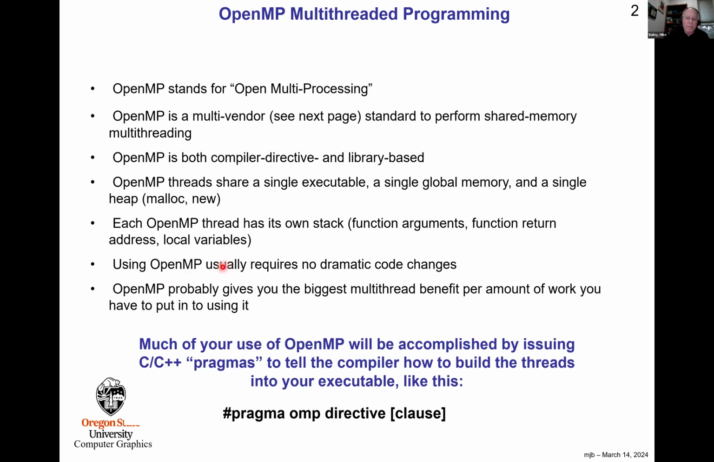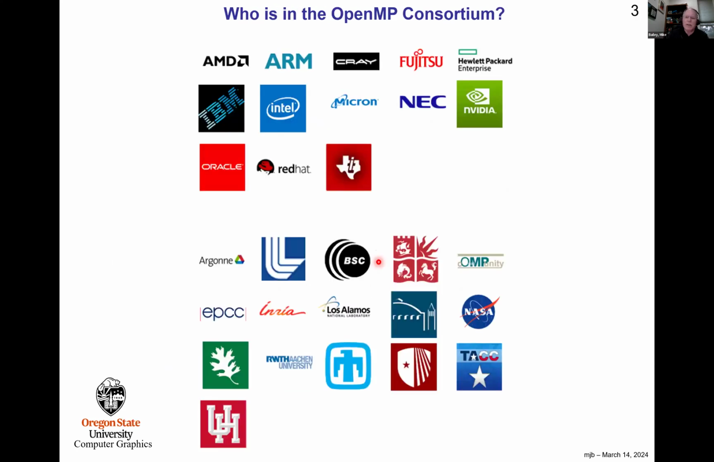Typically, OpenMP doesn't require very dramatic code changes in your code. That's one of the greatest things. And I think OpenMP probably gives you the biggest multi-thread benefit per the amount of work that you have to put into it. Okay. Yeah, there may be ways of getting more benefit, but per the amount of work you put in to make your code compatible, nah, I think this is pretty good.